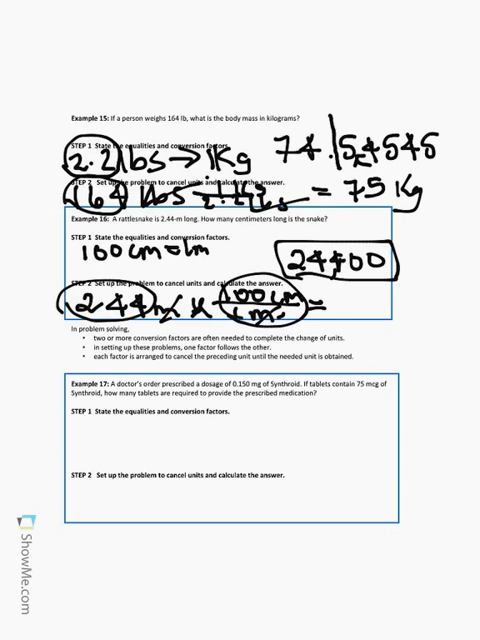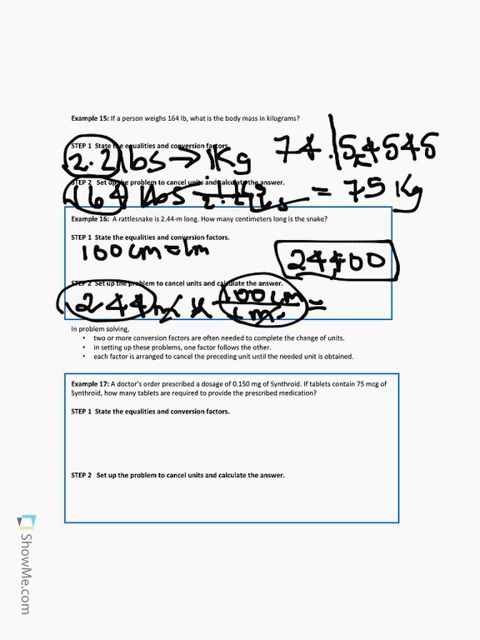So, when you're problem solving, 2 or more conversion factors might be needed to complete the change of units. So far, we've been able to get there using just 1. But what do we do if we need 2 or more conversion factors? So, for example, a doctor's order prescribes a dosage of 0.150 milligrams of Synthroid. If the tablets contain 75 micrograms of Synthroid, how many tablets are required to provide the prescribed medication?